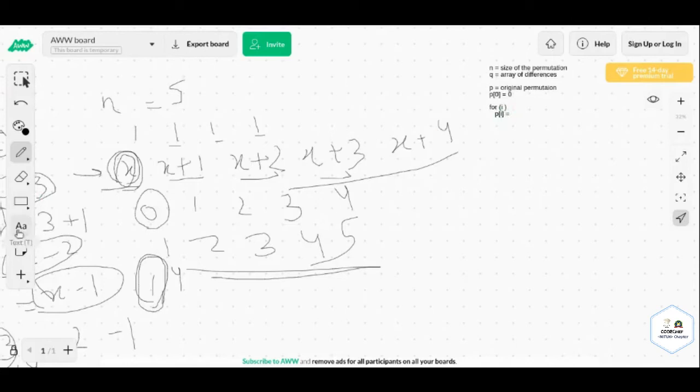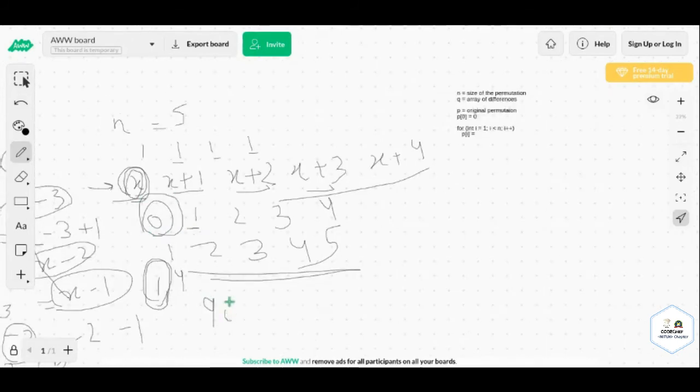And then we need to start from i equals 1, right? So let's write in C++ style: int i equals 1, i less than n, i plus plus. Okay, so p of i, now p of 1, what will it be equal to? Q of i was p of i plus 1 minus p of i. Now we need to calculate this p of i plus 1. P of i plus 1 is equal to q of i plus p of i.